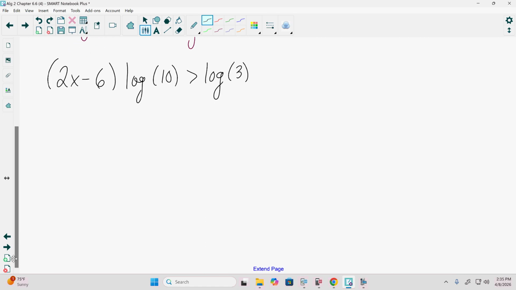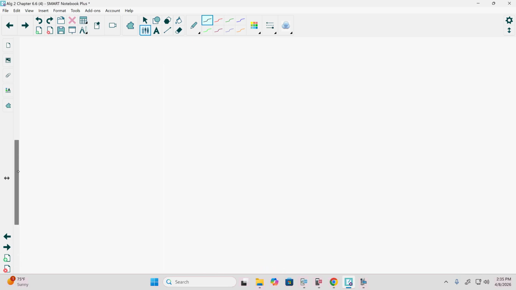Well, what is log of 10? 1. That's why we picked log base 10, yes? We picked it so that this would simplify to 1, leaving us with 2x minus 6 is greater than log of 3. Questions on this here? Is x by itself? So what do we need to do first?